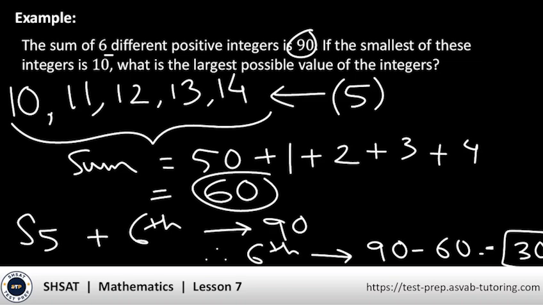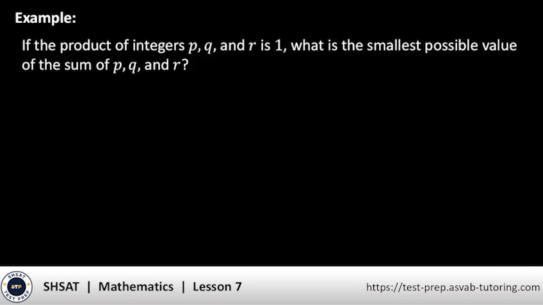So 30 is your final answer. Okay? This was quite interesting, most definitely. Let's move on. If the product of the integers p, q, r is 1, what's the smallest possible value of the sum of p, q, and r?